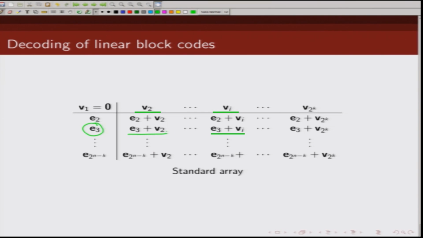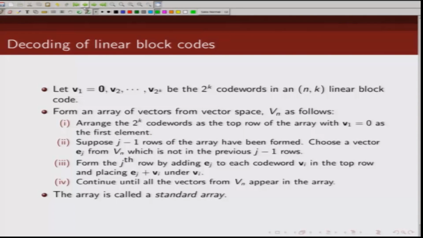Again I will pick an error pattern which has not happened before. I will pick up that error pattern and then I will add that error pattern to V2, put that element here. Add that error pattern to Vi, put that pattern here. So, this is how I will fill up the entries in this array. So, that is what I meant.